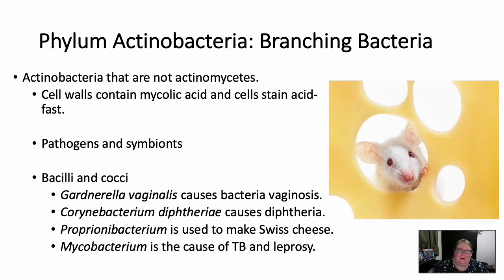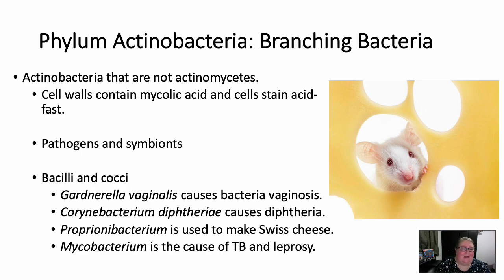A lot of these bacteria are going to fall in the pathogen or symbiont categories. So pathogens cause disease. Symbionts are bacteria that we have a symbiotic relationship with, which means that we provide a nice, safe, good place for them to live, and they help us out doing other things. So things like some of the bacteria in our guts, they help us digest things like cellulose that we wouldn't normally be able to digest on our own. And they help us get the calories and the energy and the nutrients that we need from those foods that we can't break down. Now, this phylum is going to be composed of both bacilli and cocci, so rod-shaped and spherical-shaped bacteria. Some common ones that are well known are Gardnerella vaginalis.